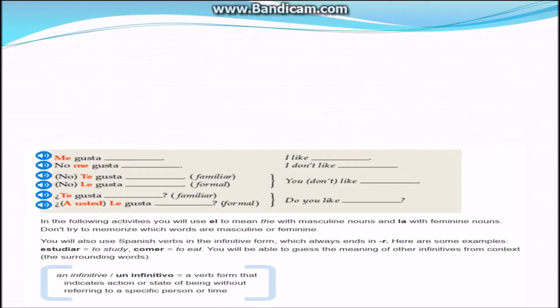Remember, te is the informal you or the familiar you. Le, when we use it with usted, is the formal you. And then when we ask a question, te gusta or a usted le gusta, if it's the formal way, the do in the question is automatically built into it. So do you like, and then we insert whatever the what is. It just has to be singular.